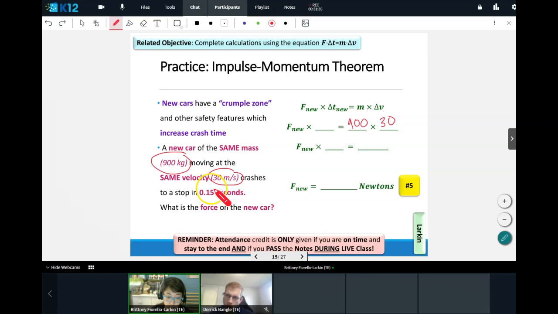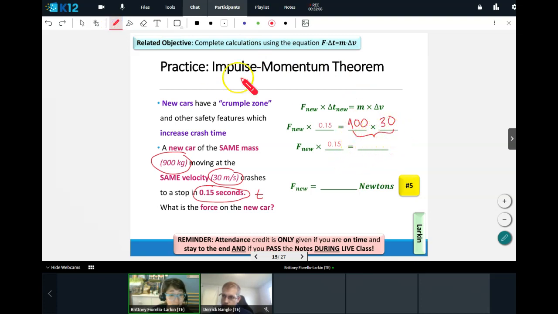And right here, where should I plug in 0.15 seconds? Is this a force or time? Yes, exactly. This will be our time. So I'll go ahead and plug this in for our change in time, which is 0.15. Okay, so again, same process here. I cannot yet multiply force times 0.15. You can't do a number times a variable. But on the other side, I can definitely do this.